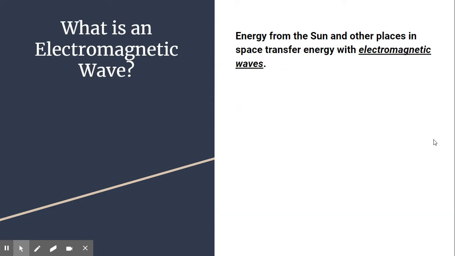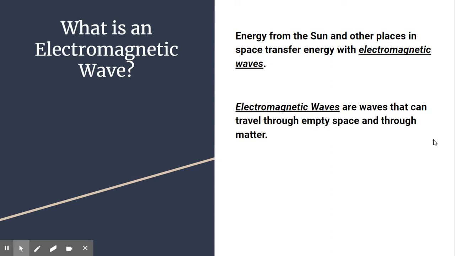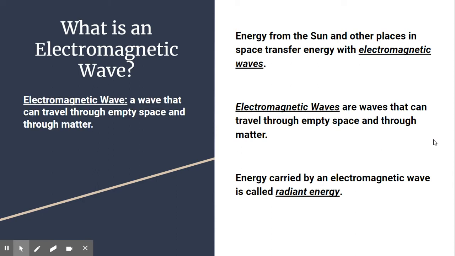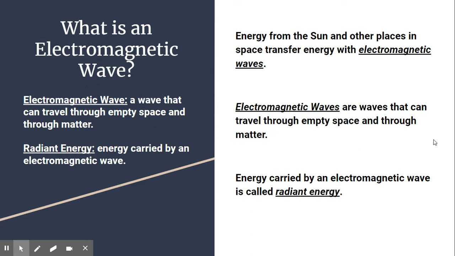Instead, energy from the sun is transferred with electromagnetic waves. These electromagnetic waves are capable of transferring energy through empty space as well as through matter. And we call that energy that they transfer radiant energy. You'll notice that these two terms are added to our key vocabulary section. It'd be a good idea to make sure that you record them in your notebook for later.